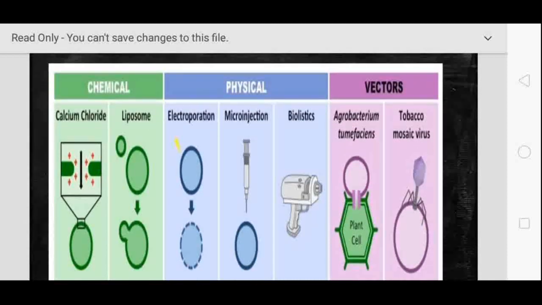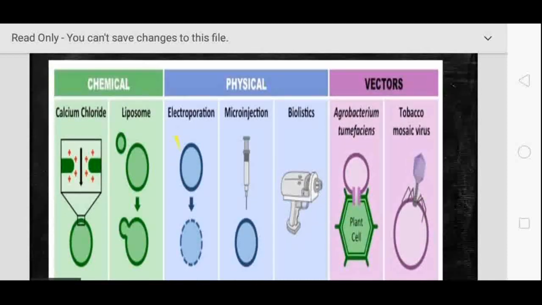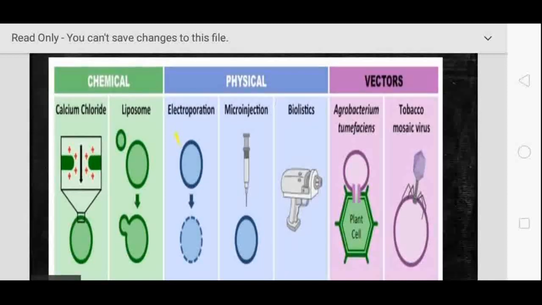And let's move on to the physical method. It is divided into three types: electroporation, microinjection and biolistic. Let's see the first one, electroporation. What do you mean by electro? That means applying an electrical field. Poration means pores. If you observe the picture, the cell wall seen in the first diagram is fully covered, whereas in the second one it is interrupted here and there. Because when the outer electrical field is applied on the cell wall as well as the plasma membrane, it makes a temporary pore. Through the pore, our gene of interest is inserted into the host cell. That we call electroporation.